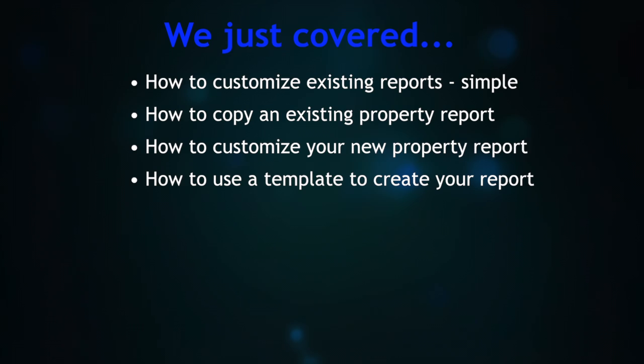Here are the different things that we've talked about. How the simple customization, use the existing report, click on the Customize button, and simply change out the fields. But you can, if you want, copy an existing report, and as your own report, you can then customize it as you want. You have complete control of all items. Nothing is grayed out. You can use a template to create the different property reports you want, and you can also use a blank page.